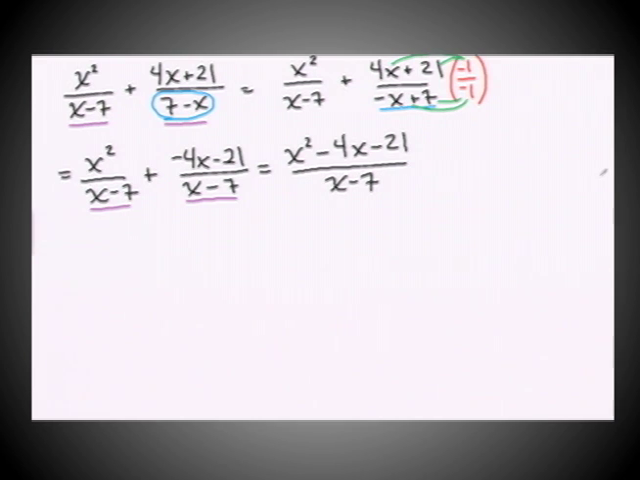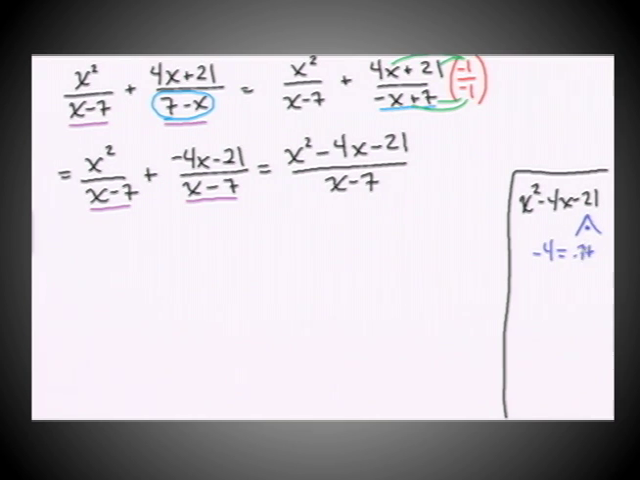So off to the side, I'll do the factoring work for the numerator. The numerator is x squared minus 4x minus 21. I have a leading coefficient of +1, so I simply need to answer the question, what factors multiply to make -21 but add to make -4? And that's -7 and +4. So this thing factors as x minus 7 times x plus 4.